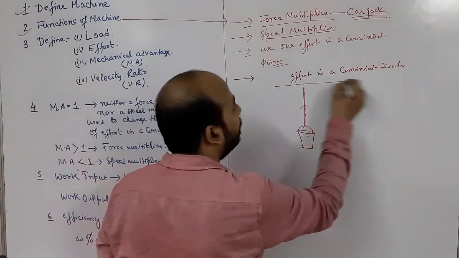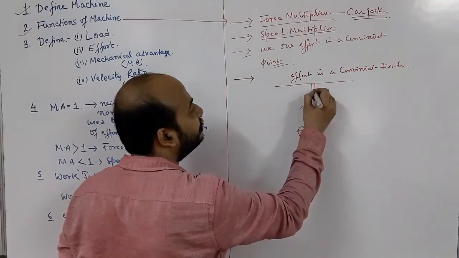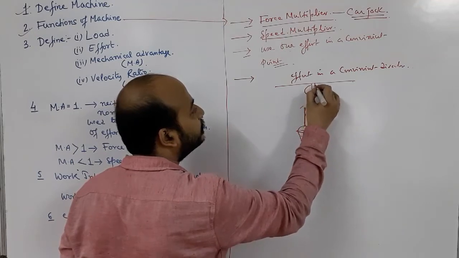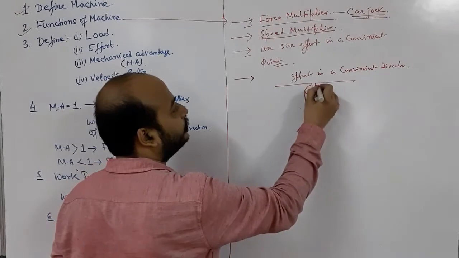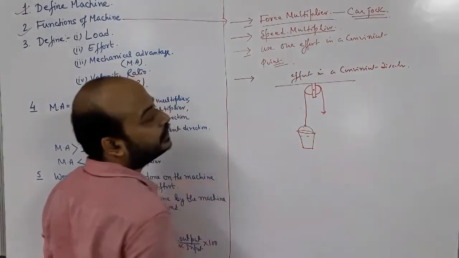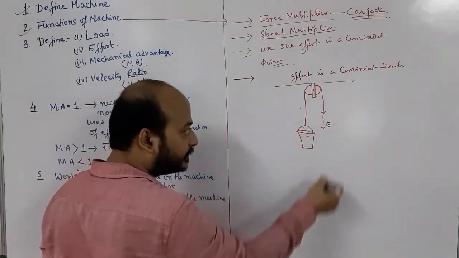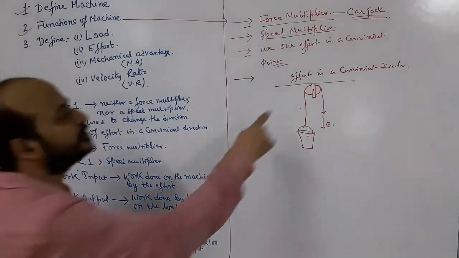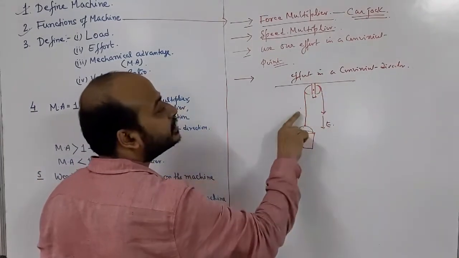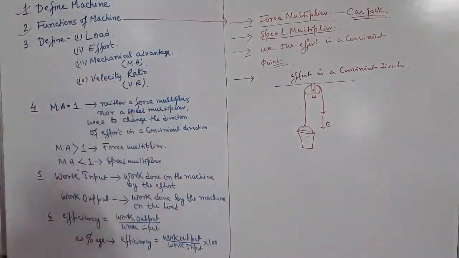But instead, now if I apply a pulley, this is a single fixed pulley, the pulley is fixed. And now, if I turn the rope around the pulley, I can apply our effort in this downward direction, which is a convenient direction towards gravity. So that is what this pulley has done. It has changed the direction of the effort from an inconvenient direction to a convenient direction. So that is the fourth function.